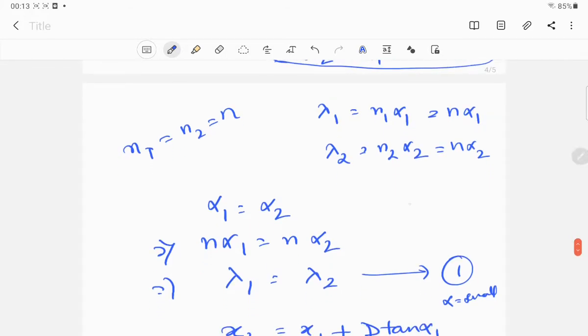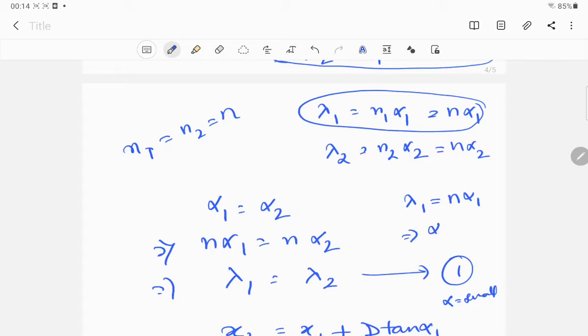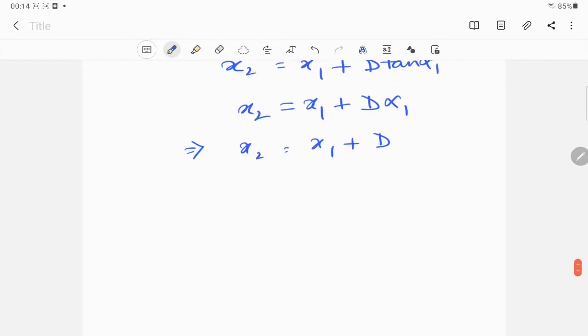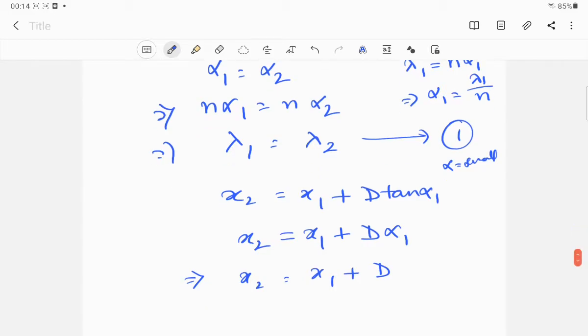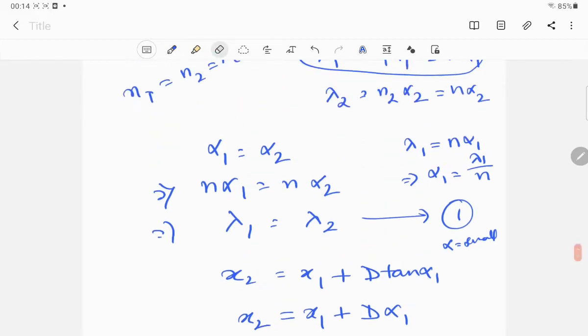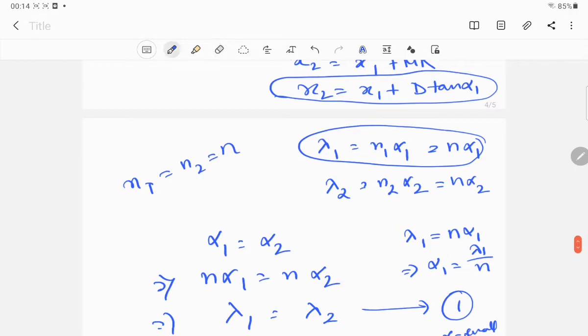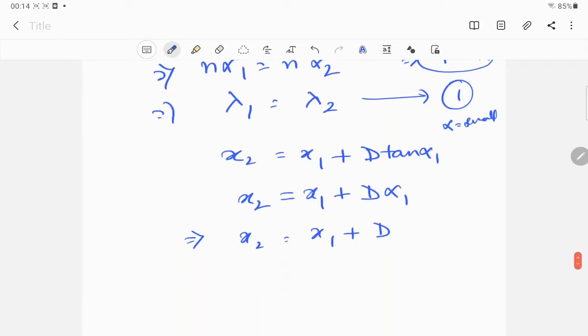You know that lambda 1 is equal to, from here what do you have, lambda 1 equal to n alpha 1. So alpha 1 equal to lambda 1 by n, can we write like that? Okay, so since we are considering, so simply D equal to, what have we got? Alpha 1 equal to lambda 1 by n. So lambda 1 by n.